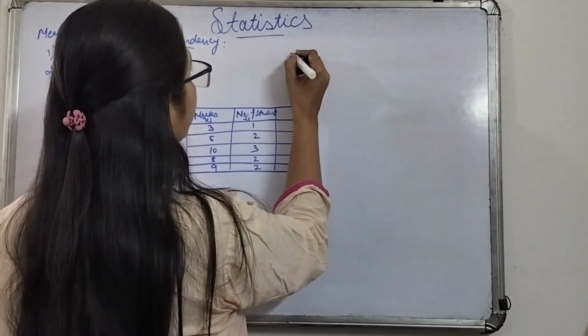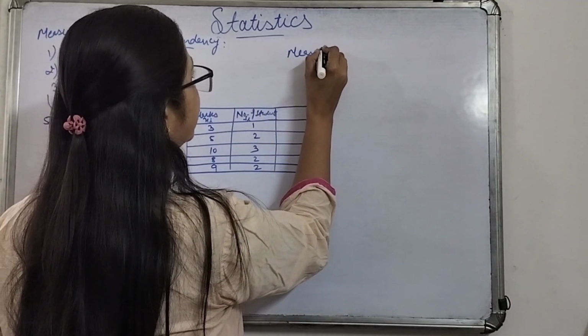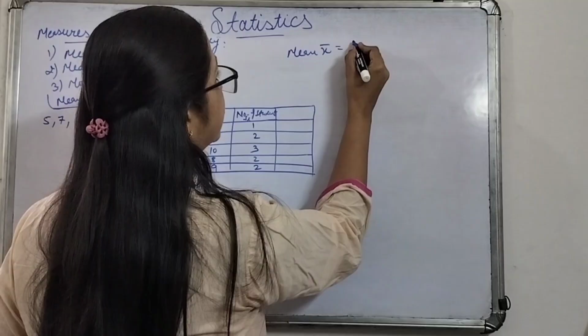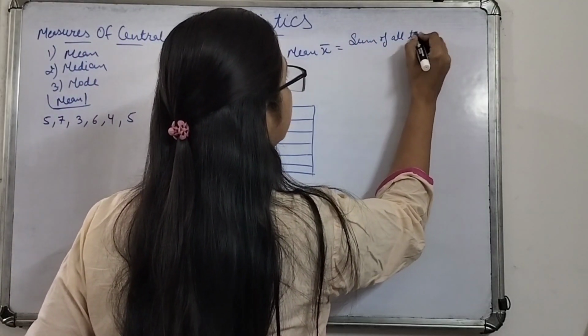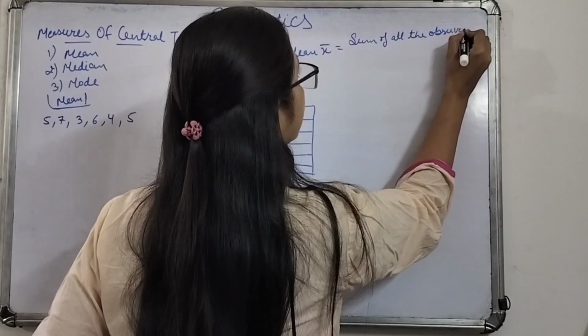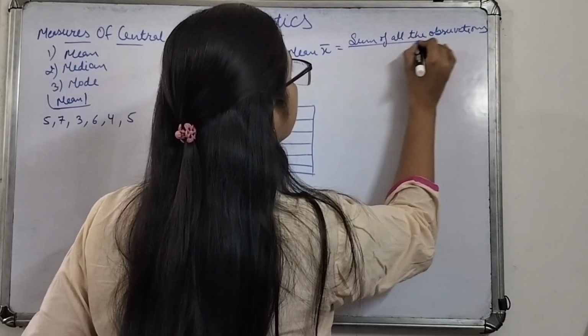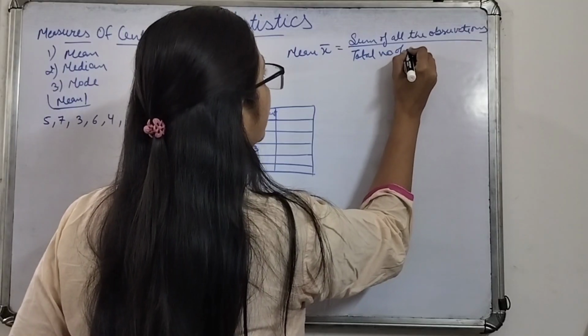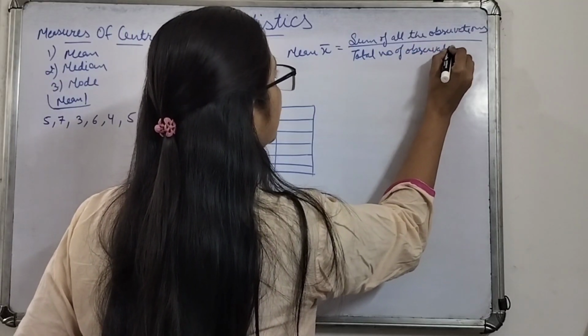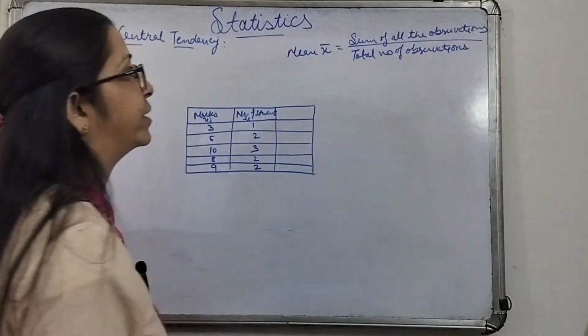The formula for finding mean is represented by x bar, and it is the sum of all the observations upon the total number of observations. This is the formula for finding mean of any given data.